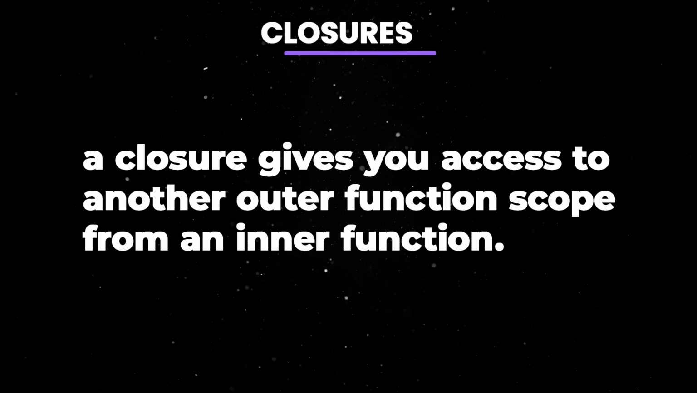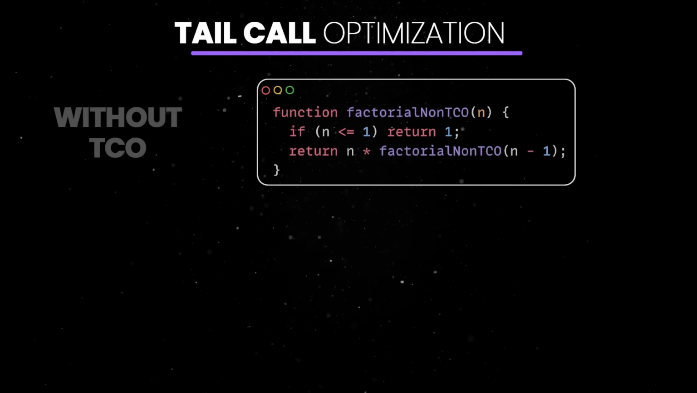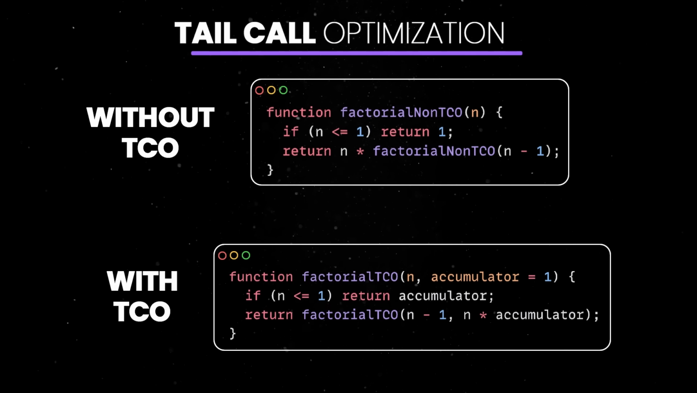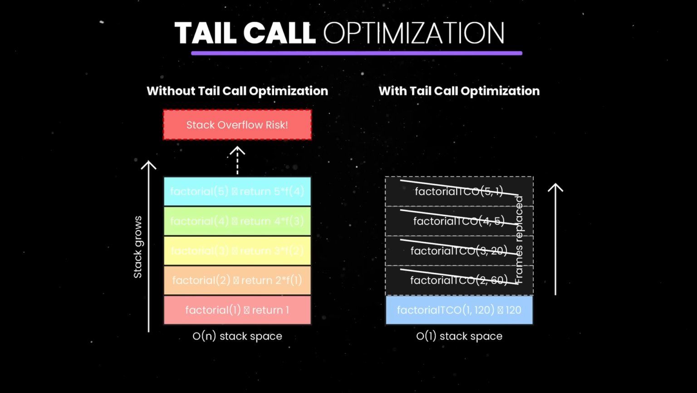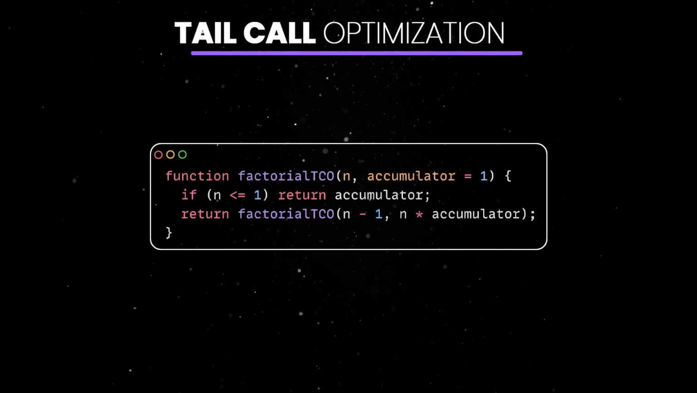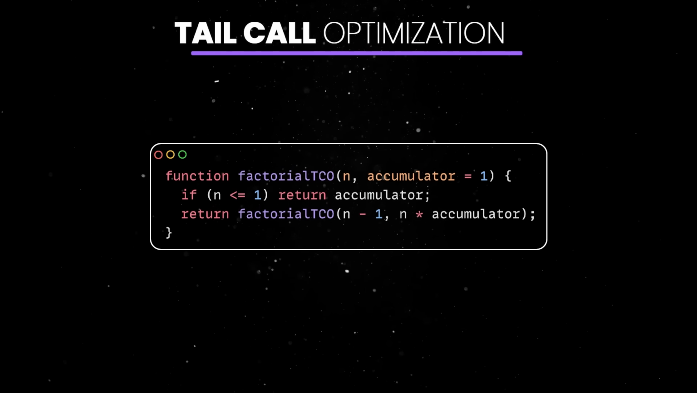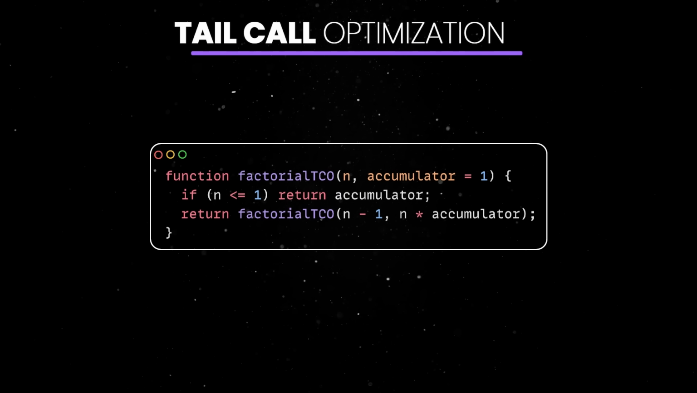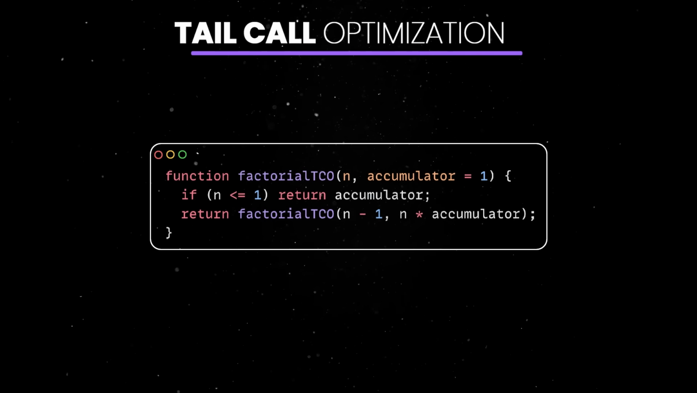It is also worth mentioning that JavaScript supports tail call optimization, which is a technique used to optimize recursive functions by eliminating unnecessary function calls. Normally, when a function calls itself, a new stack frame is created for each call, which can lead to Stack Overflow errors if the recursion is too deep. However, in tail call optimization, if the recursive call is the last operation performed in a function, also known as a tail position, JavaScript engines can optimize it by reusing the current stack frame instead of creating a new one.